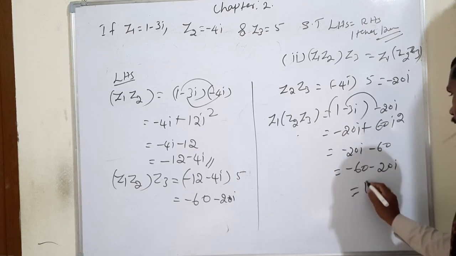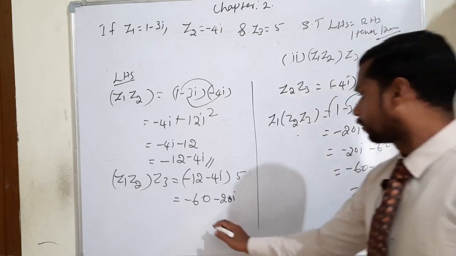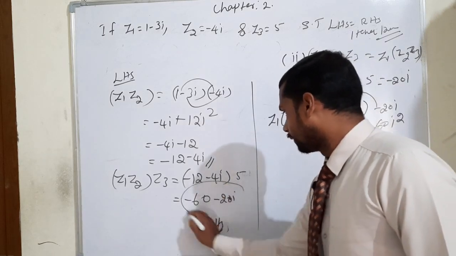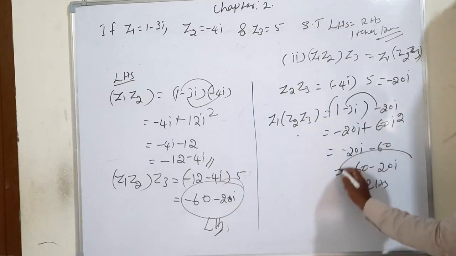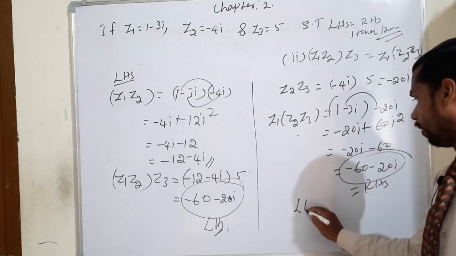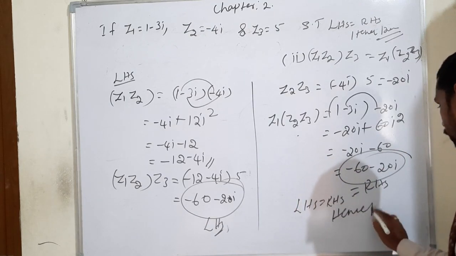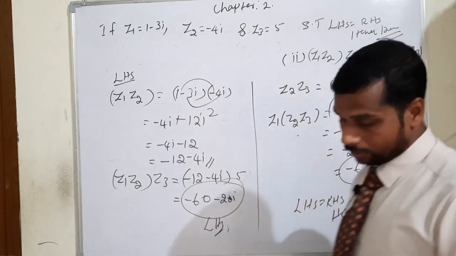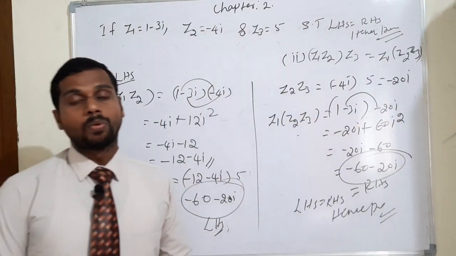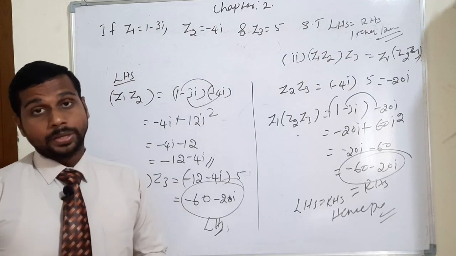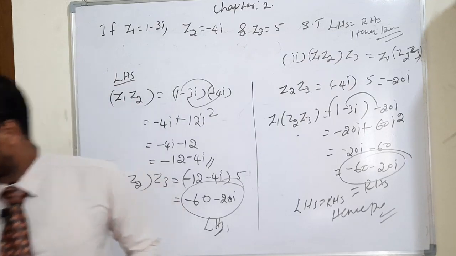Therefore the answer is minus 60 minus 20i. This is RHS. Look at LHS. What is the value? Minus 60 minus 20i. RHS also is minus 60 minus 20i. Therefore LHS is equal to RHS, so we can say hence proved. So subdivisions 1 and 2 are over from question number 1. I told you, do homework. Okay, I am moving to question number 3.